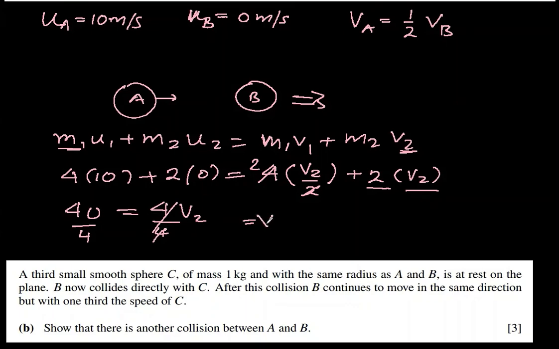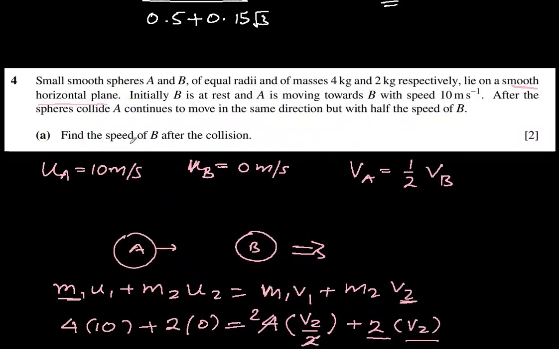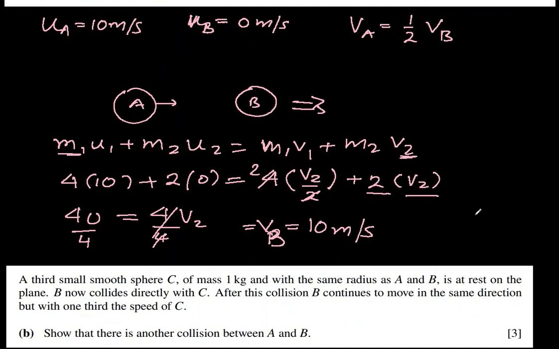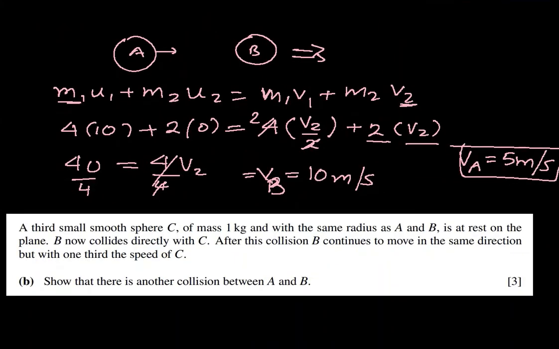v2, which is the final velocity of B, is 10 meters per second. Let's see what they are saying. Find the speed of B, and we got the speed of B is 10 meters per second. That means the final velocity of A will be half of this, 5 meters per second. But it is not asked, so we are not mentioning it.